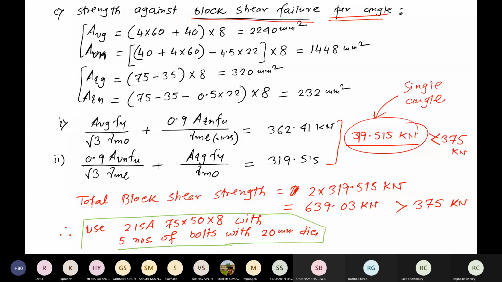Now, whether my member is vulnerable due to the local failure or not, that I have to take into account. So how do I take into account? I can take into account by making another set of calculation, that is the slenderness ratio. So to make the slenderness ratio, what do I have to do? I have to go into the geometry first.